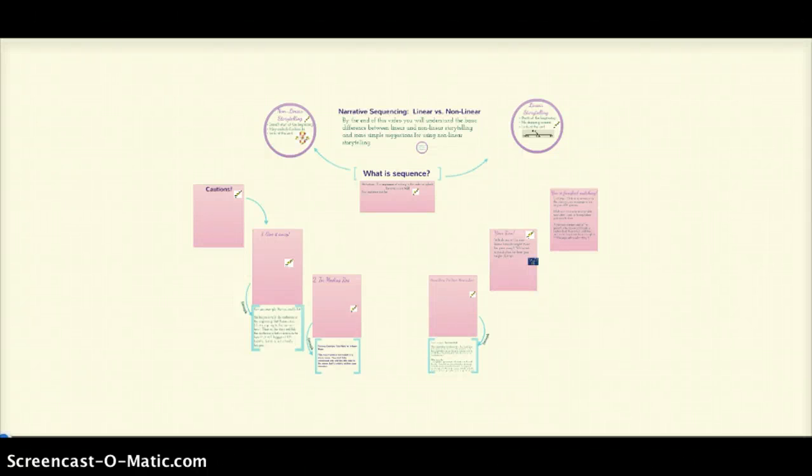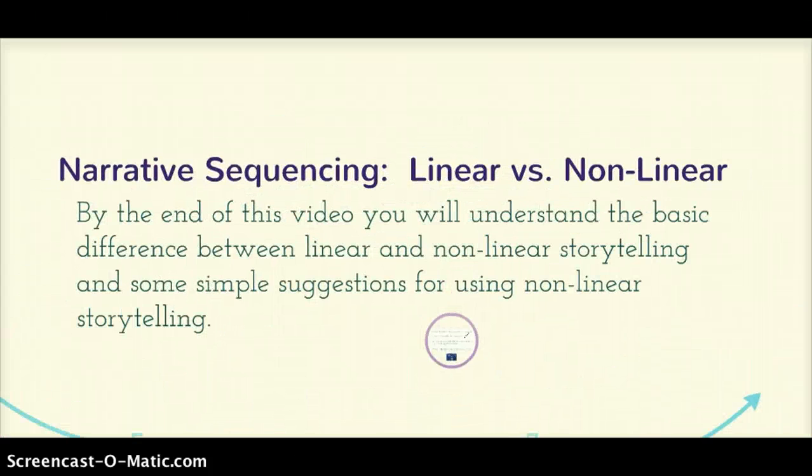Okay, this video is going to cover the subject of narrative sequencing, linear versus nonlinear. And so by the end of the video, you should understand the basics, the differences between linear and nonlinear storytelling, and some simple suggestions for using nonlinear storytelling.